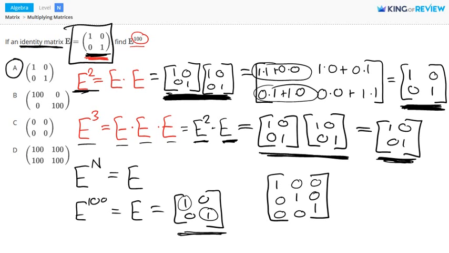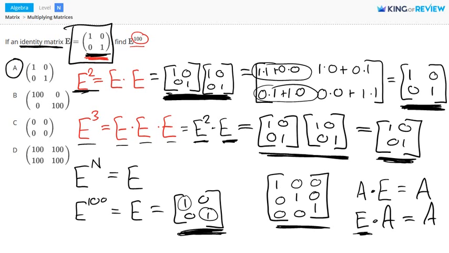Now one feature about identity matrices is that if you multiply any matrix times an identity matrix of the same dimensions, you'll get the original matrix. So let's say we have a matrix called A, and we multiply it times an identity matrix E, where E could be this matrix here or this matrix here. We're going to get the original matrix. We could also multiply the original identity matrix here times matrix A, and we'll still get matrix A. So this is one feature of identity matrices.